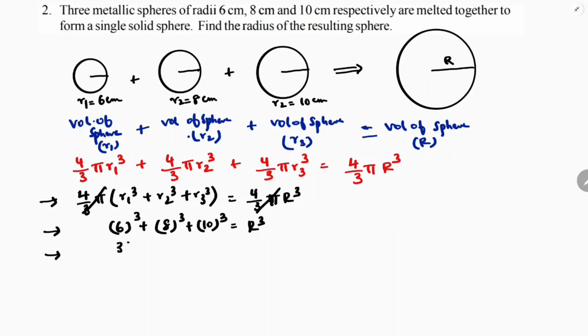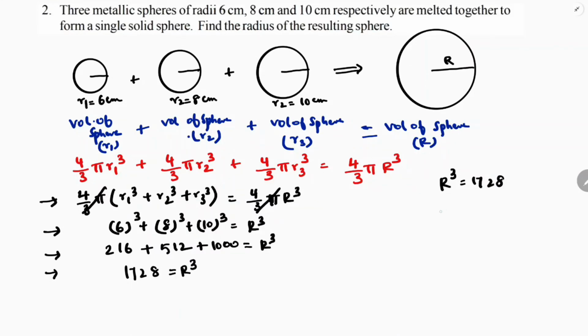6 cube is 216. 6 into 6 is 36, into 6 is 216, and 8 cube is 64 times 8, 512, 10 cube is 1000, equals R cube. So if we add this, 1728 equals R cube. So R cube value is 1728. R is cube root of 1728.